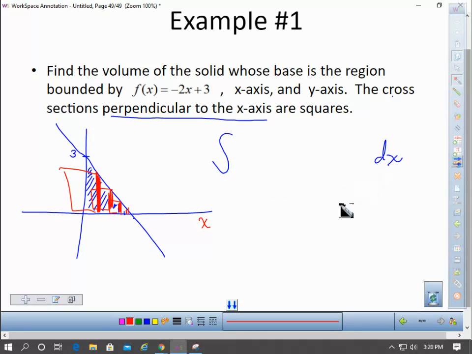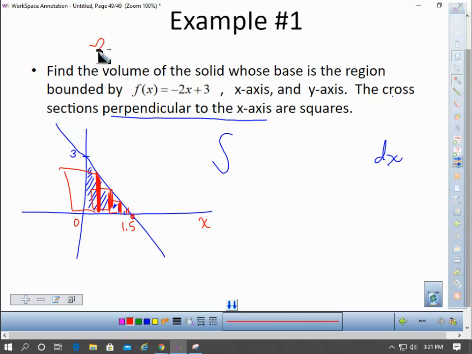And we're in x's. So I need to know our limits of integration, which is going to start from here, which will be 0, over to this point. So I need to figure out what is the x-coordinate right here. Well, it's on this line. So when does this line hit the x-axis? When does this equal 0? So that would be 1.5, because 1.5 times negative 2 would be negative 3, plus 3 is 0. So this function up here will equal 0.